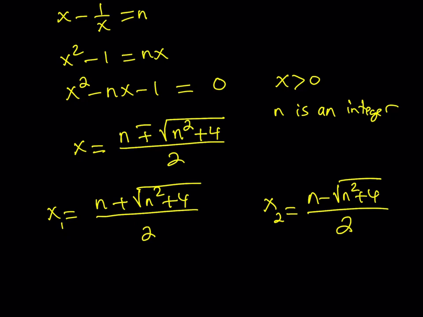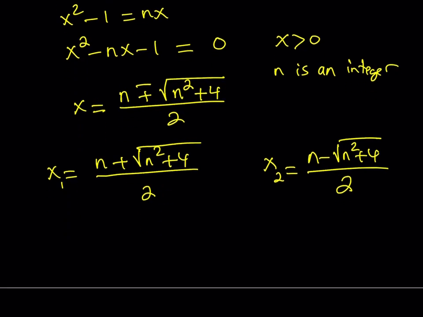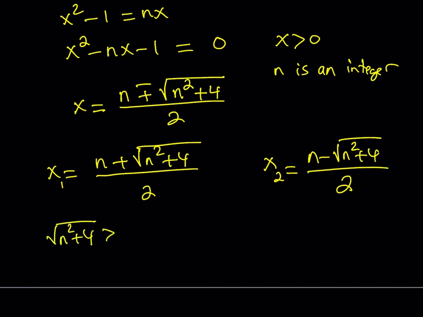If n is a negative integer, we have to compare these two quantities. Obviously, the square root of n squared plus 4 is greater than the square root of n squared, which is actually equal to the absolute value of n, right? So if n is a positive integer, this is going to work. But if n is a negative integer, this is always going to be a positive quantity, and you add a negative quantity, which is actually less than that. So this is always going to be positive. So the first one actually passes the test.